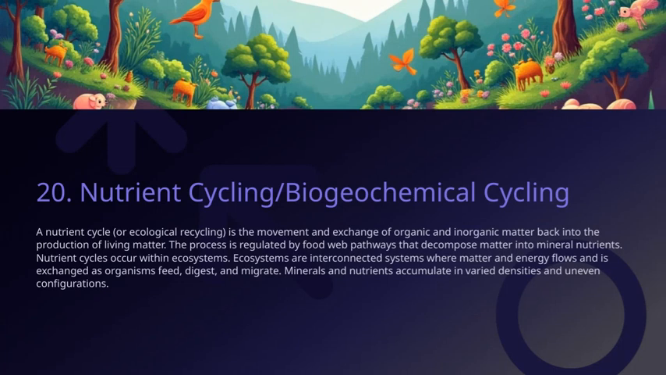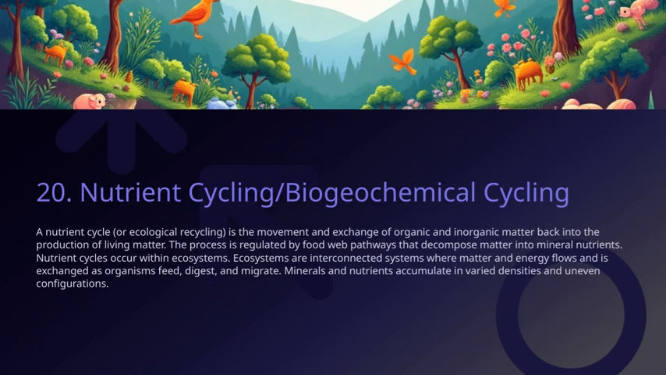Let's talk about nutrient cycles, or ecological recycling, which is really the way organic and inorganic matter move and get exchanged back into the production of living things. This process is driven by food web pathways, which break down matter into mineral nutrients that plants and other organisms can use.